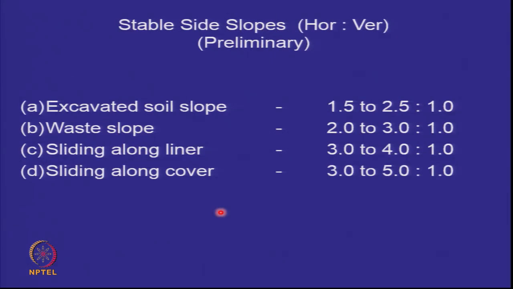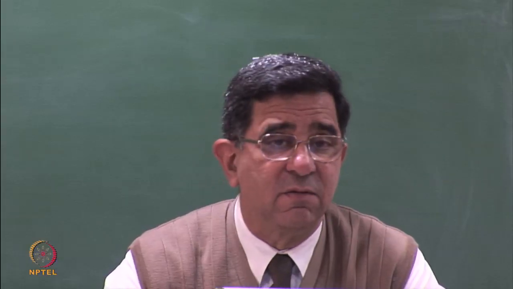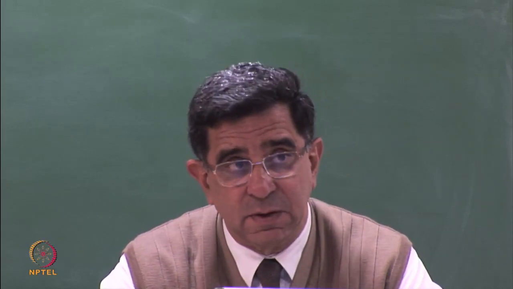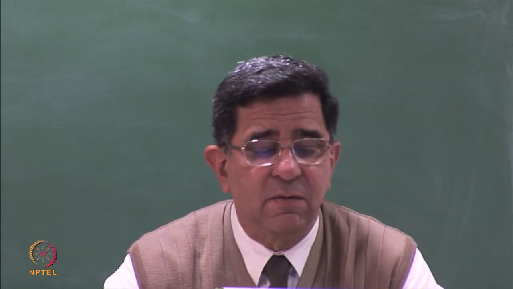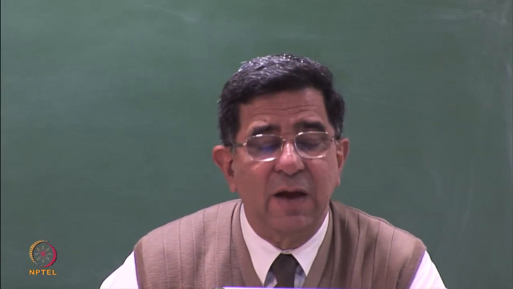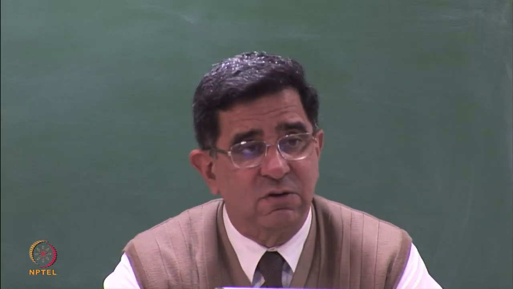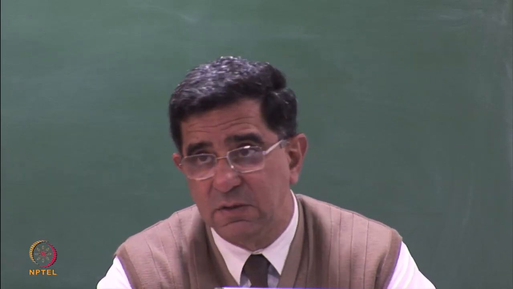When you begin the design, you have to start with some preliminary slopes, and then you have to fine tune them. You have to check their stability. If they are unstable, you make them flatter. If the factor of safety they are giving is very high, then you make them steeper. But you have to have some preliminary values. So these are typical preliminary values. Excavated slope in soil, 1.5 horizontal to 1 vertical, or 2.5 horizontal to 1 vertical. When the soil strength is low, you will have flatter slopes. When the soil strength is high, you will have steeper slopes.